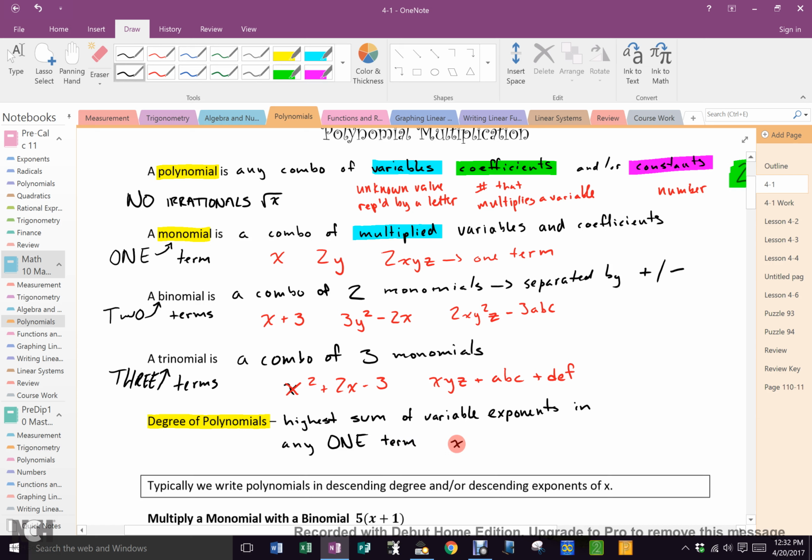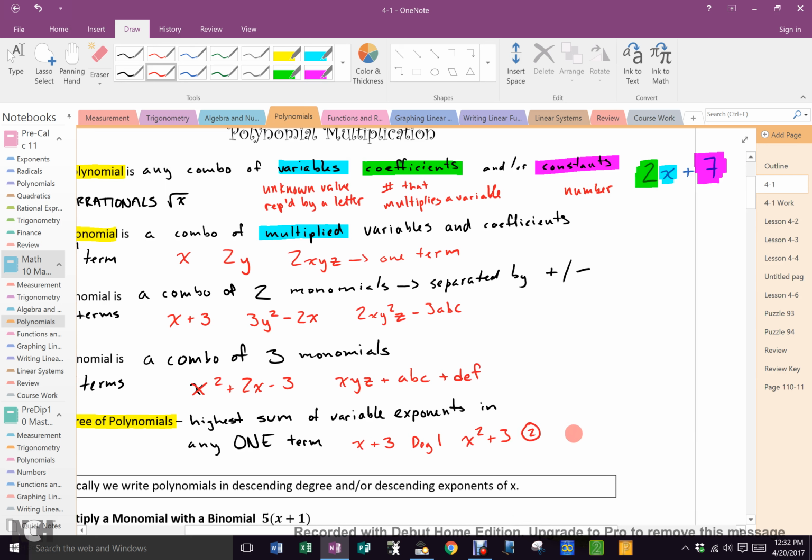So, x plus 3. What is the only exponent that's with a variable in that binomial? 1. x has an exponent of 1, yes? So that has a degree of 1. Everybody with me? This guy is degree 1. What if I have this? x squared plus 3. Now what is he? Degree 2. Everybody cool?